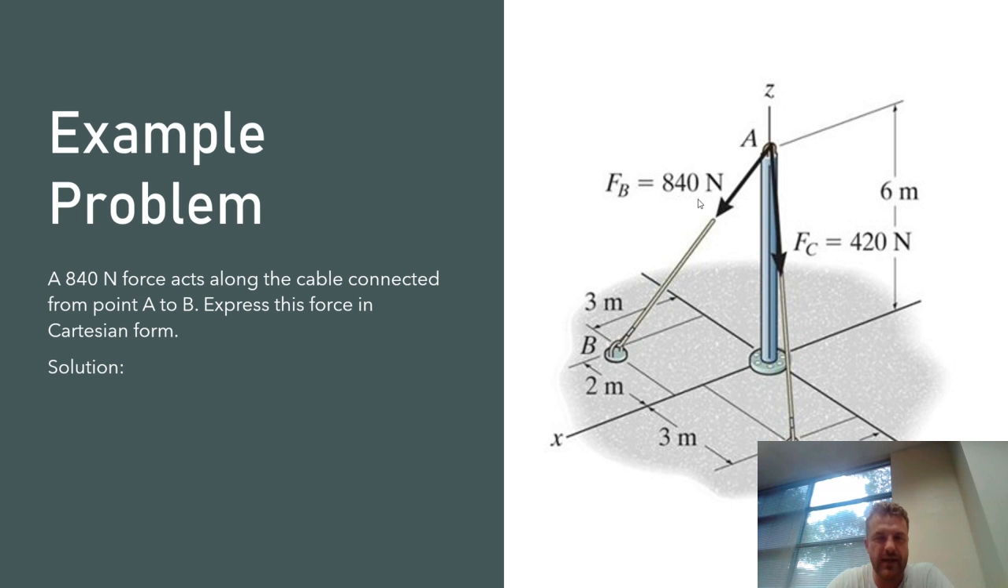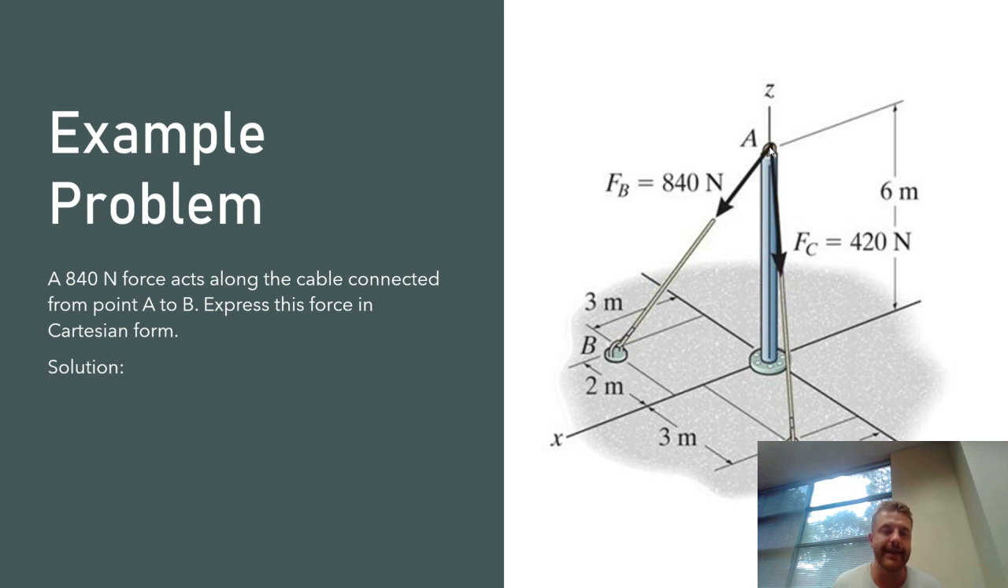Well, how are we going to go about doing it? There are two things that we need to know. First and foremost, since this is a force associated with a cable, the cable is exerting it on the tip of this rod at point A, and we know that it is directed along the line of action from A to B. Since we know the magnitude of this force, all we really need to do is get an expression for a unit vector from A to B.